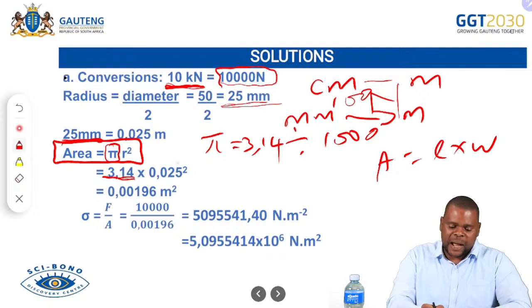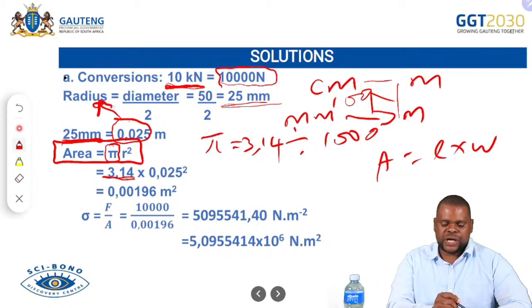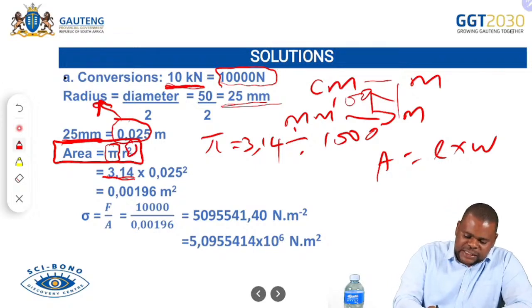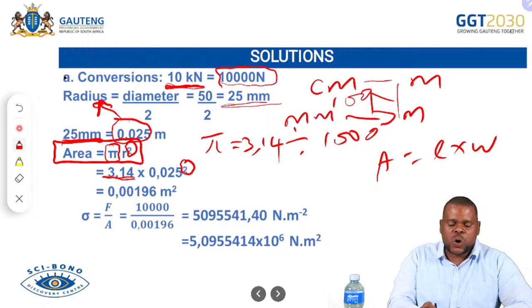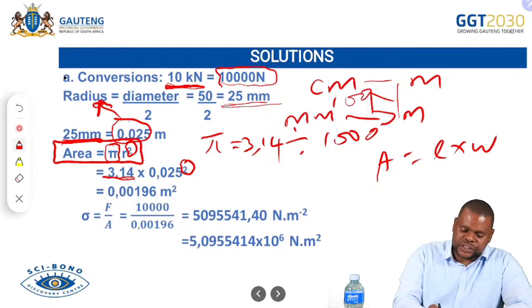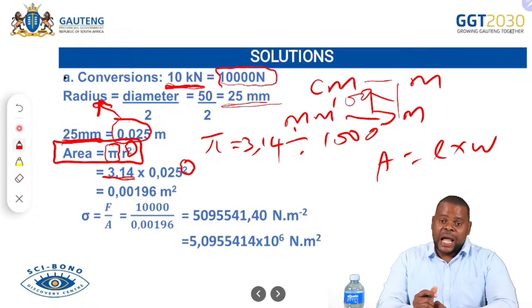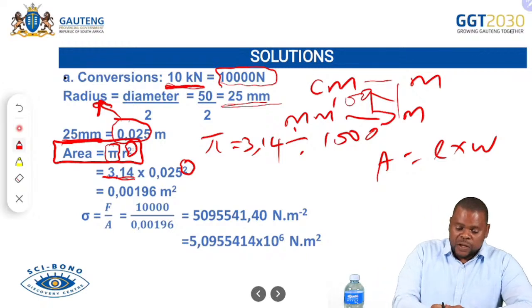Then we multiply by the radius. This is the radius. Remember, this comes from here. The radius is 0.025. Because the radius here is being squared, even here we're going to square it. Are we together? We're going to square 0.025 because of this square here, in order to get our area.